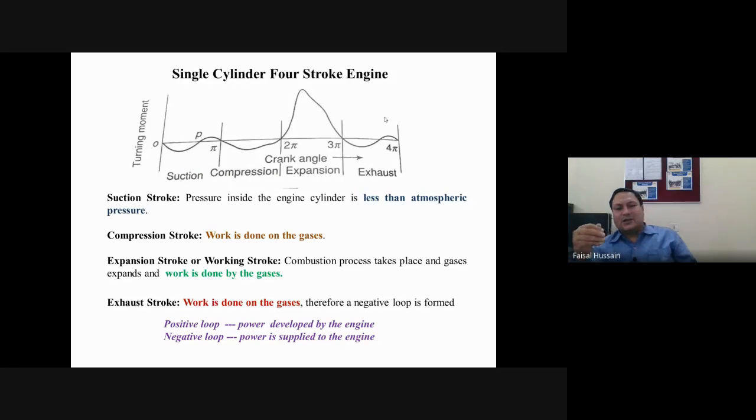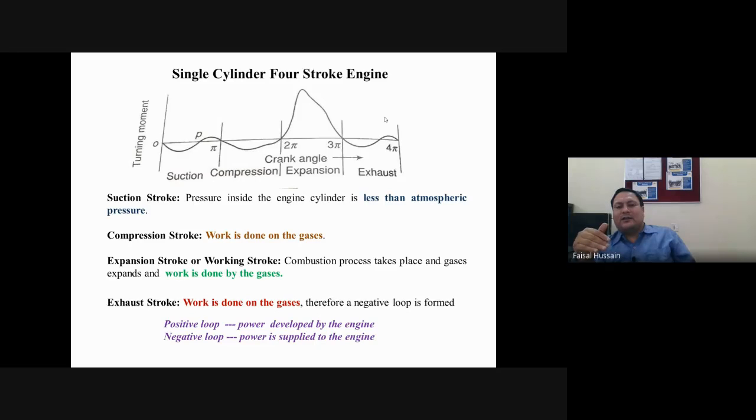Similarly, second is the compression stroke. The product of air fuel mixture is compressed. Then third is your power stroke or expansion stroke. Okay, where the ignition process is done and power is developed. And the last one is your exhaust stroke. And in exhaust stroke, the exhaust gases are scavenged and go to the atmosphere through the exhaust pipe. So now these are the basic four strokes. We have to see the turning moment diagram.